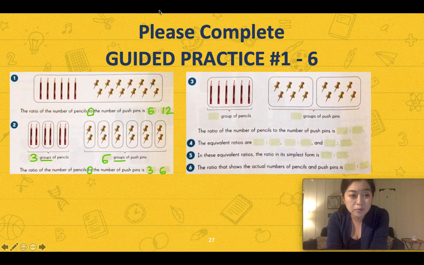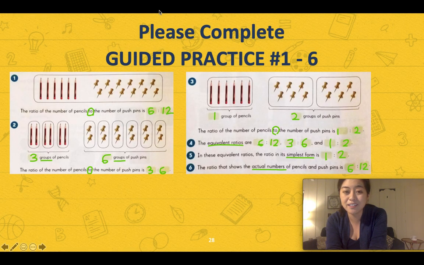Let's look at number 2. Okay, in the picture, they separated the items into groups, and each group has how many? Each group has 2 of the items. Notice how all of the groups have the same number of items inside of them. All of them have 2 inside of them. So there's 3 groups of pencils and 6 groups of push pins. And then, like from our warm-up before, we find that the ratio of the number of pencils to push pins is 3 to 6.